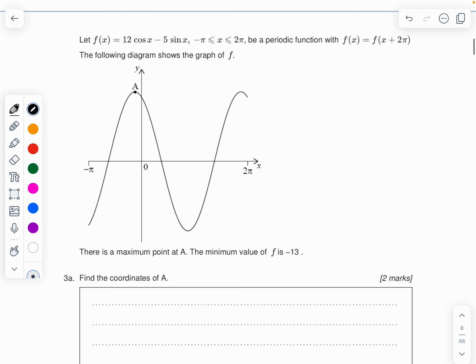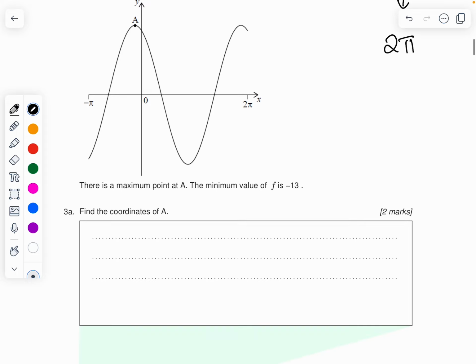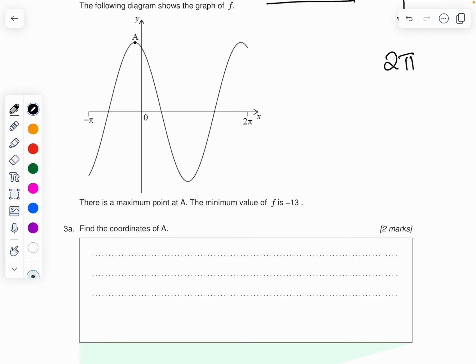Next, the function f of x, 12 cos x minus 5 sin x, is a periodic function with f of x equal to f of x plus 2 pi. So the period is going to be 2 pi. Find the coordinates of A. The minimum value is negative 13. If the minimum value is negative 13, the maximum value is 13.